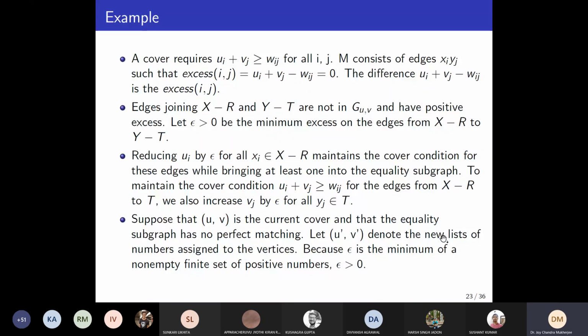Okay, so we understood this. In the first iteration we had uv, and after epsilon decrease and increase, I get the new vectors u prime v prime. Because epsilon is the minimum of a non-empty finite set of positive numbers, epsilon must be greater than 0. That is true, right? Why is epsilon always greater than 0? Because epsilon is taken from the non-covered lines.